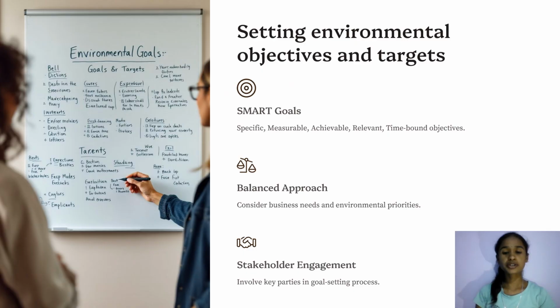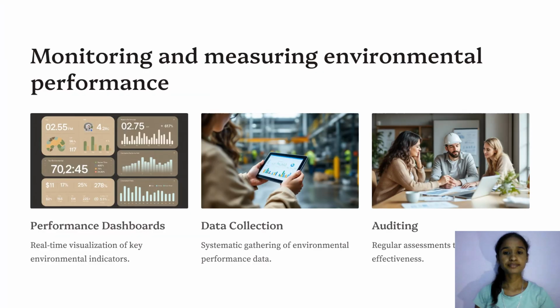Setting objectives and targets, SMART goals: specific, measurable, achievable, relevant and time-bound objectives. Next, balanced approach, consider business needs and environmental priorities. Next, stakeholder engagement, involve key parties in goal setting process. Next, monitoring and measuring environmental performance, performance dashboards, data collection and auditing.